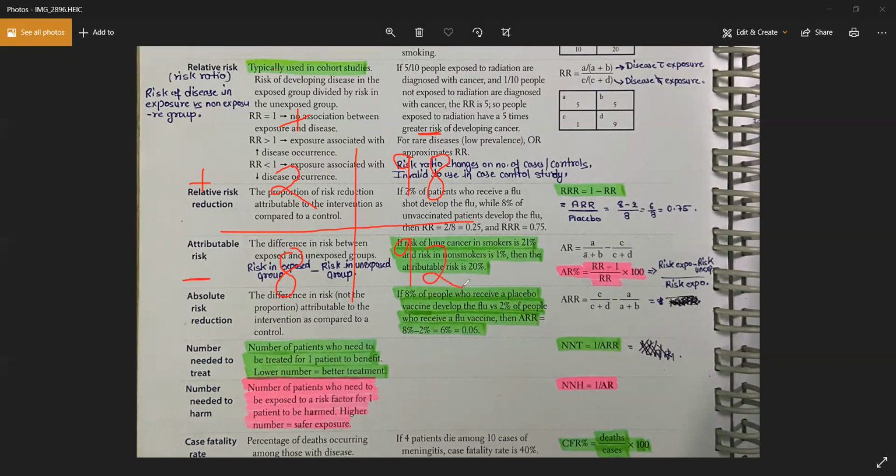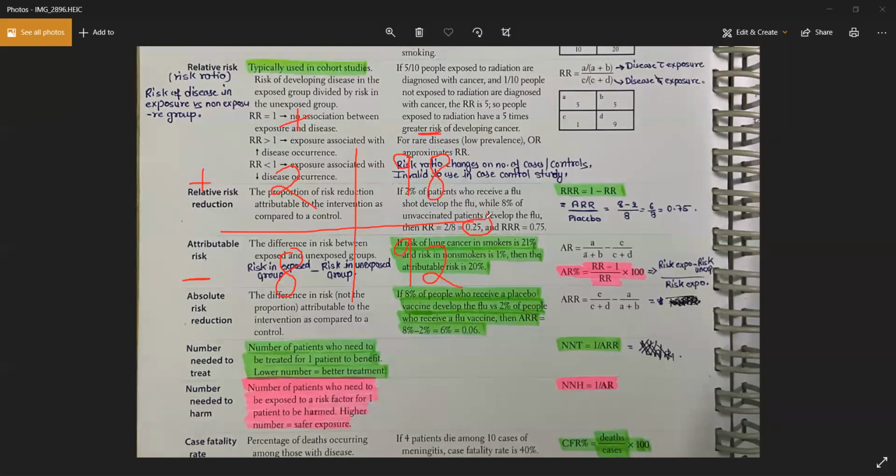Okay, so what is the relative risk? This would be 2 upon 100 divided by 8 upon 100, right? Which means the risk in the exposed group divided by the risk in the non-exposed group. Okay, so the risk reduction would be how much? 2 upon 100 divided by 8 upon 100, which would be 0.25, right?